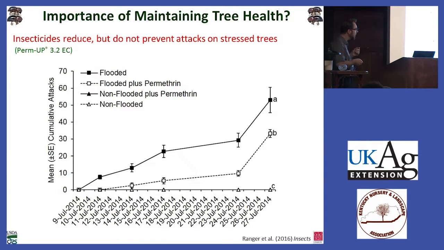For instance, these are attacks on a flooded tree. These are attacks on a flooded tree that was treated with permethrin. And then here's your non-flooded trees that were either untreated or treated with permethrin. So yes, we can reduce attacks on those trees, but again, maintaining tree health is the key, because insecticides reduce but do not always prevent attacks from occurring on stressed trees.